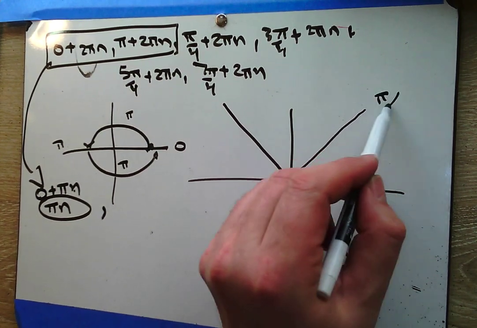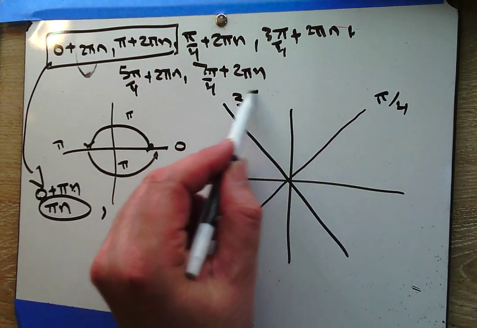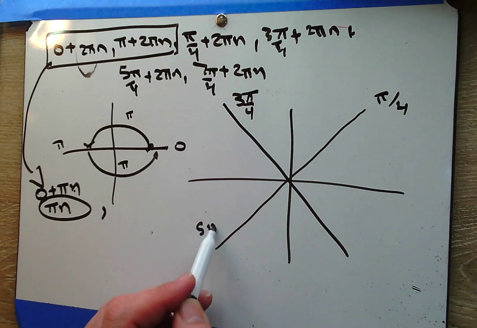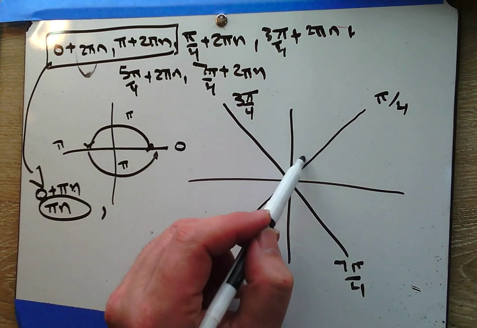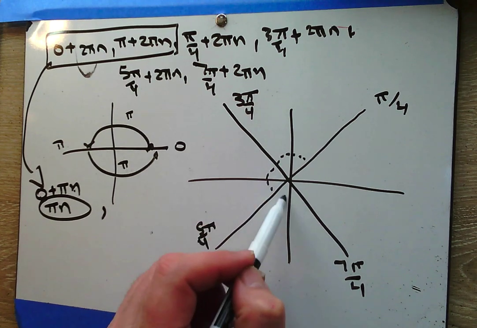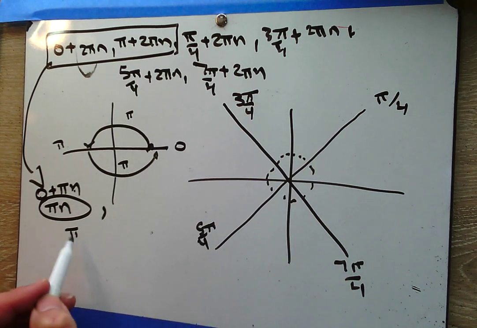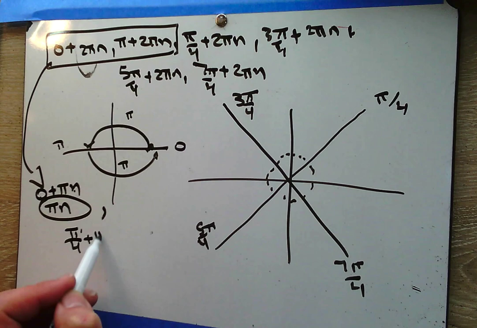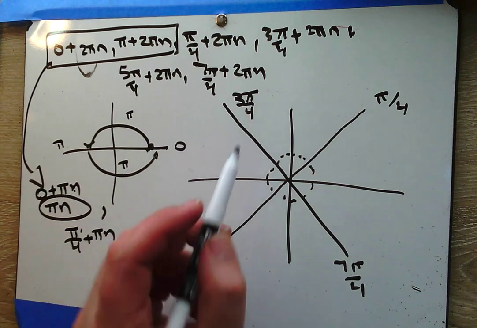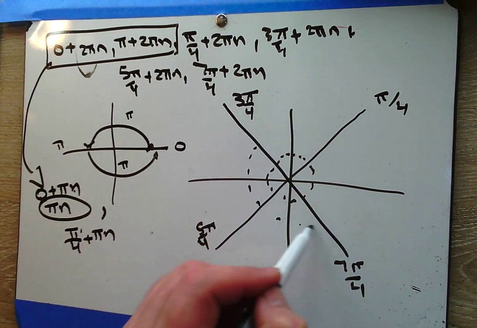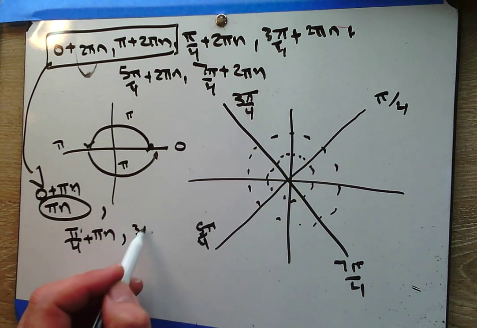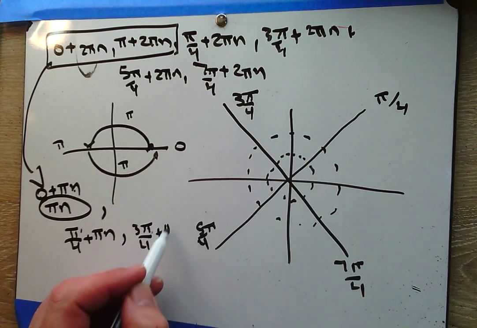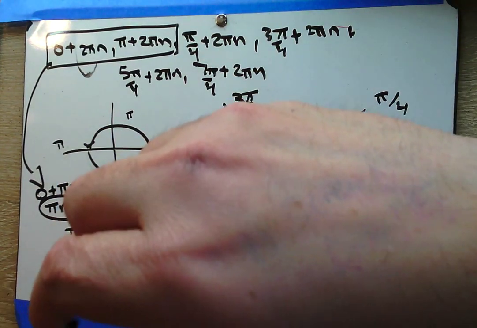So here's pi over 4, here's 3 pi over 4, here's 5 pi over 4, here's 7 pi over 4. Now you might be saying, well, Mr. Kukla, those are pi apart, and so you could write pi over 4 plus pi n. And you sure could. And you could also do 3 pi over 4 plus pi n. And that's pretty good, but we can do better.